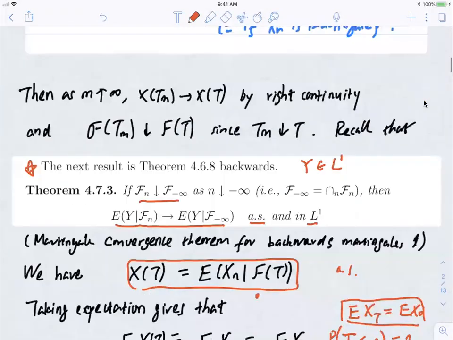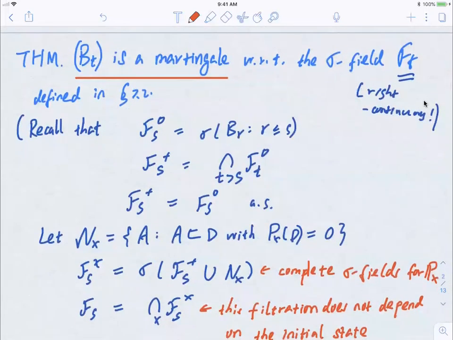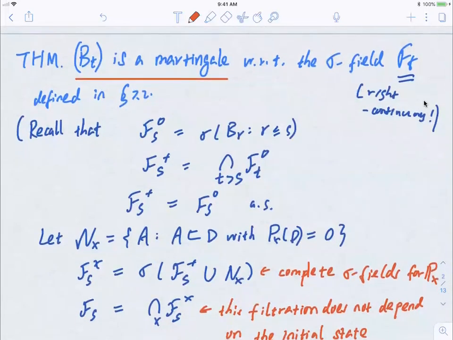As a very easy application, because we are talking about Brownian motion, we want to say that Brownian motion is really a martingale. Everybody knows this, so it is not super surprising. But we need to be clear about the setting. In the last lecture I said a little bit, but maybe not in a very detailed way, so it was a little bit rushed.